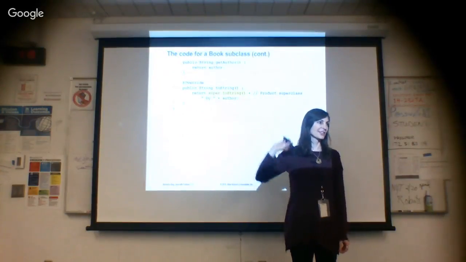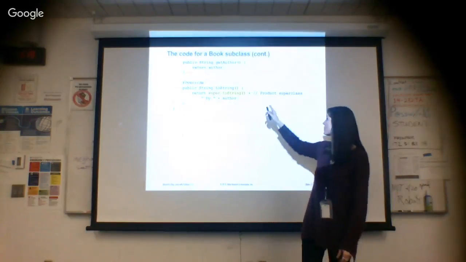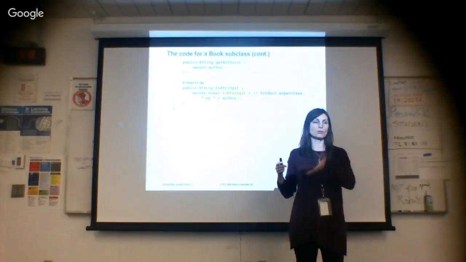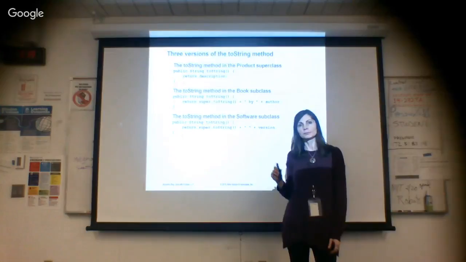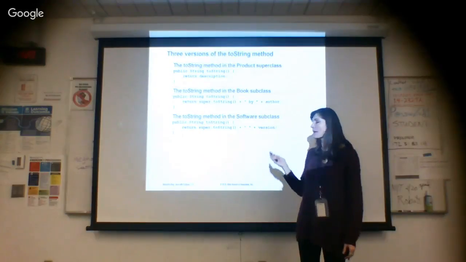For example here, this is calling the super of the product because the toString was implemented in the product. So when we call super dot toString, it's going to pick it up from product. And so you can see that you might have different versions of the toString method.